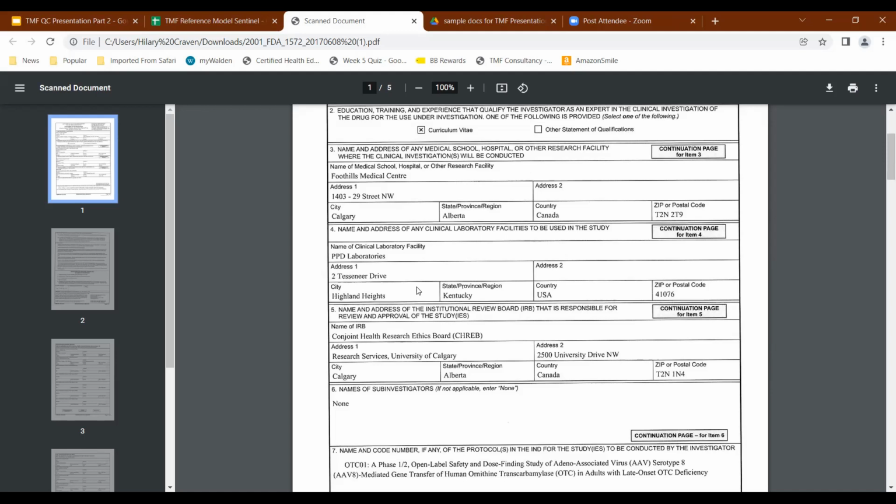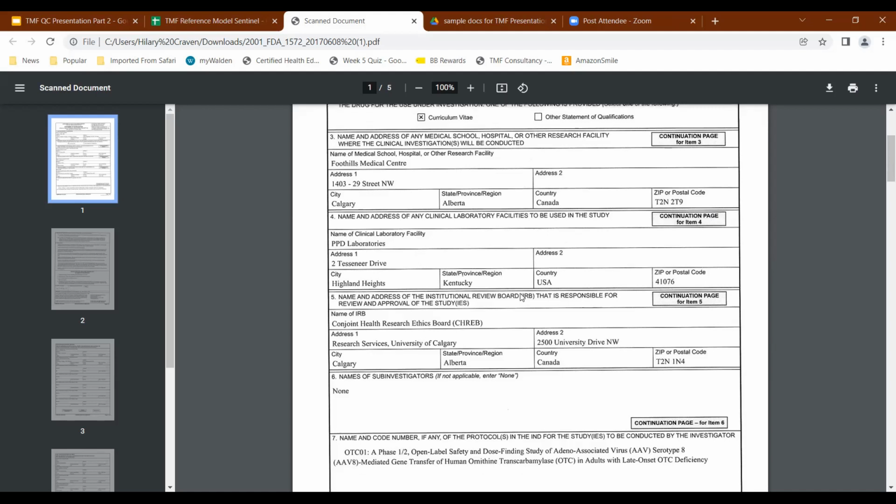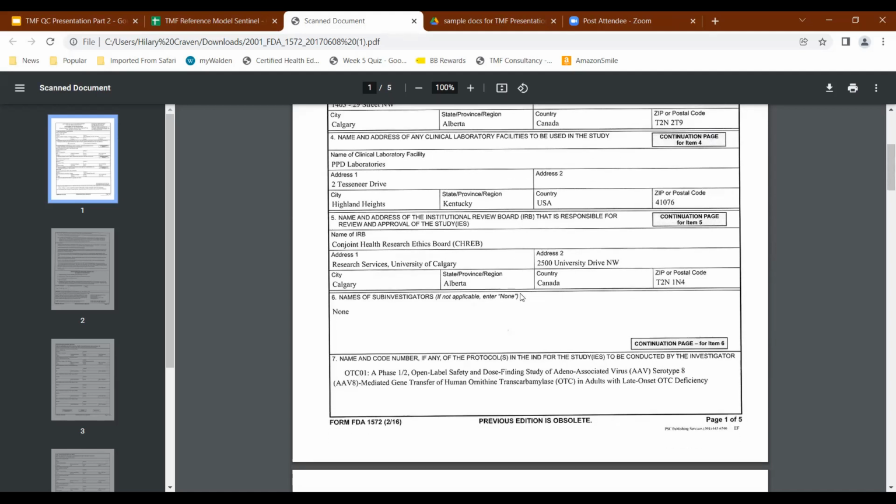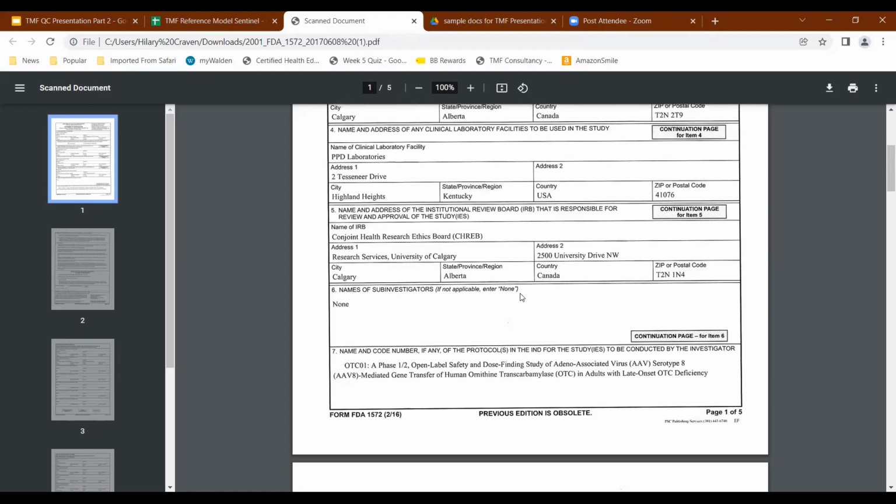This is important because other documents tie to this. You want to make sure that there's a whole series of documents related to which laboratory is running what. Sometimes they might have several different labs, and that's why it says continuation: you can add more labs on the continuation page, which is common. And just in case this helps understand what's going on.